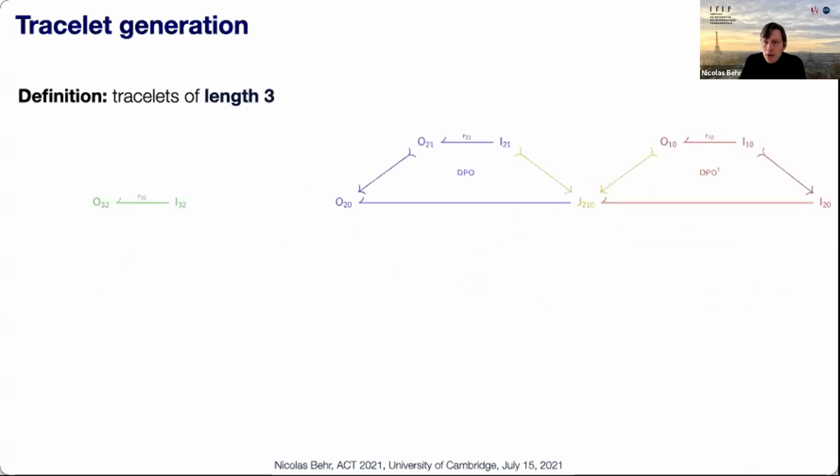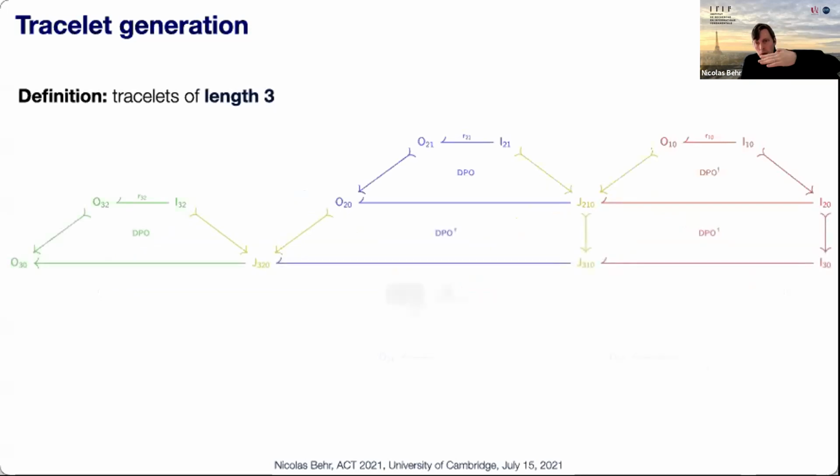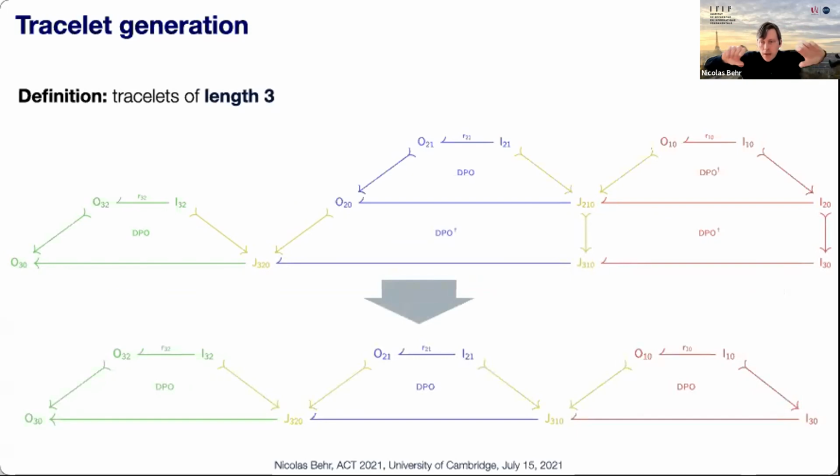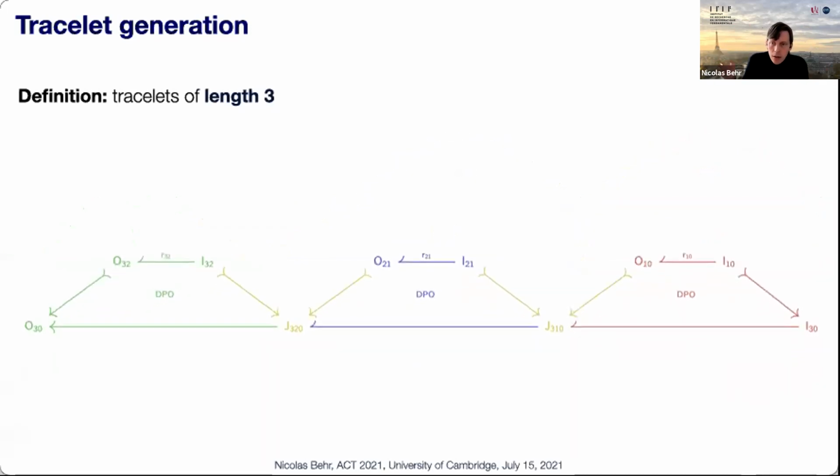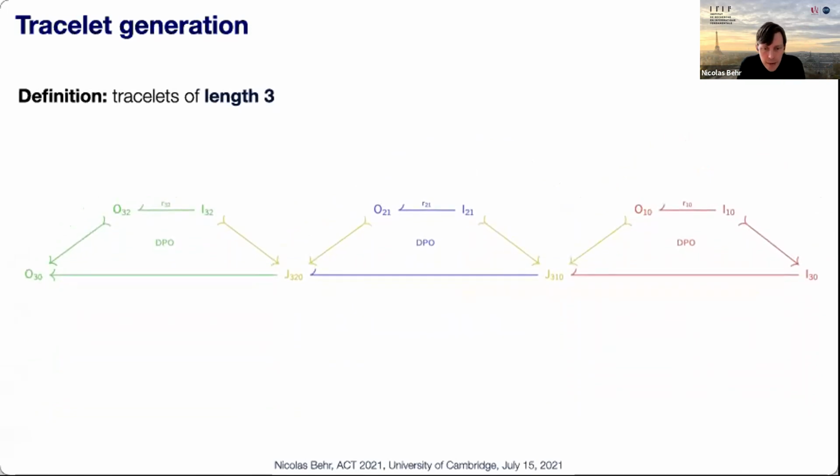And then at length 3, you take a trace of length 2, you take another rule, you find such a jointly surjective monic cospan, and then you try to do this DPO rewrite. If that's possible, then you compose vertically and you get a tracelet of length 3. And then, of course, you do induction and you get tracelets of arbitrary lengths. So that's one of the funny properties if you're doing DPO rewriting of an adhesive category.